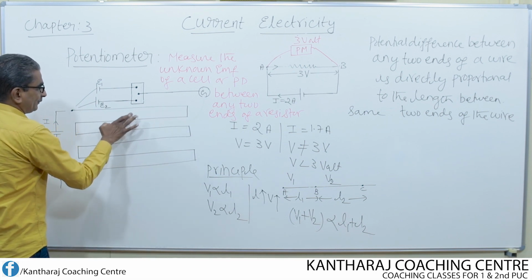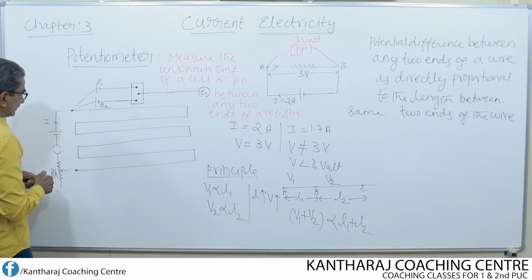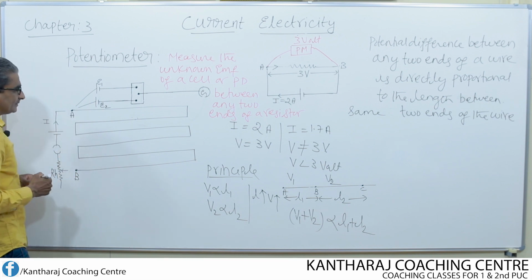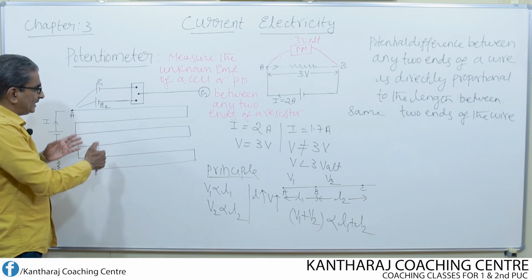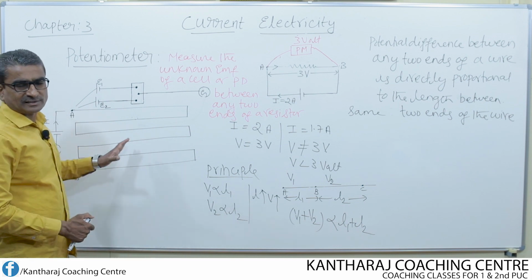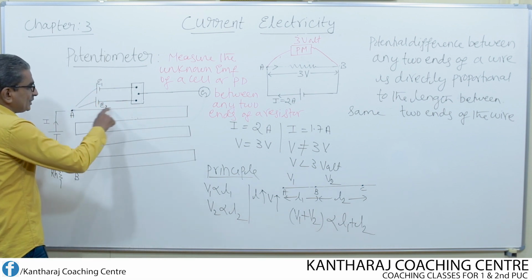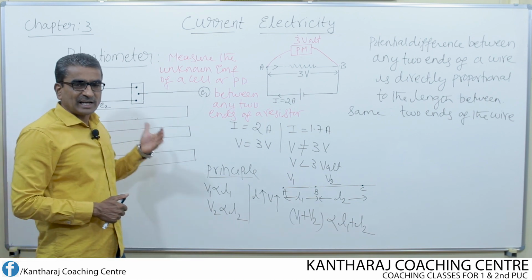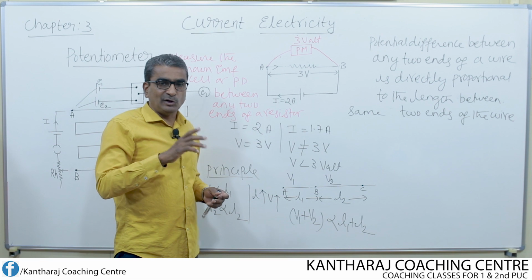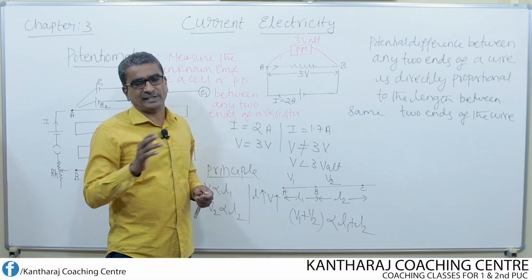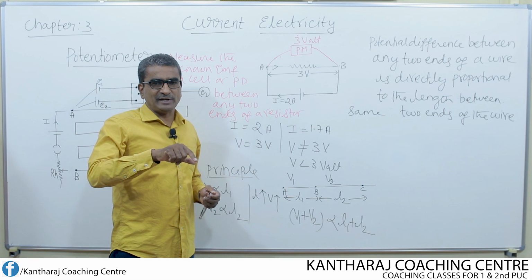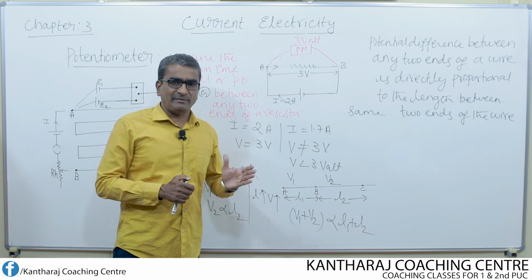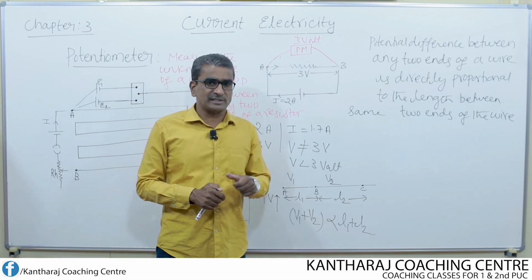Look here. So right from ear to ear, let us call this point A, this point B. What is its description about its construction? Potentiometer consists of wire of length 1 meter which has high resistivity and low temperature coefficient of resistivity. Remember, high resistivity and low temperature coefficient of resistivity. Which are those wires having high resistivity and low temperature coefficient of resistivity?